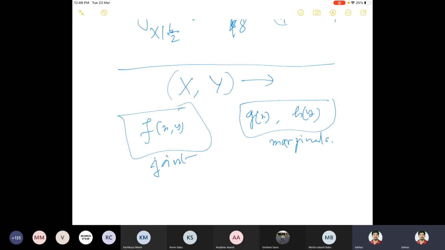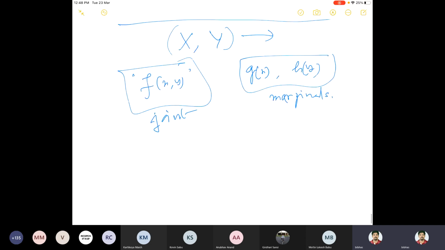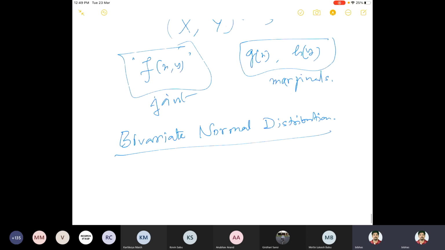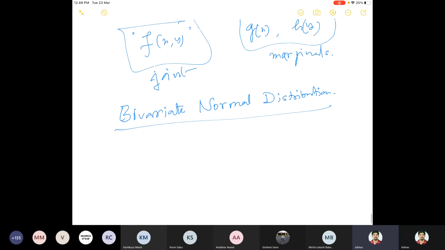Okay, so when do you say this density function is following a normal distribution? This is the concept which is called bivariate normal distribution. And this is very important because it has some special property. Property means, okay, I will come to that. But let us first define what kind of PDF this is.